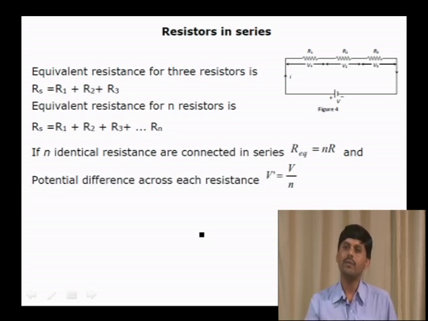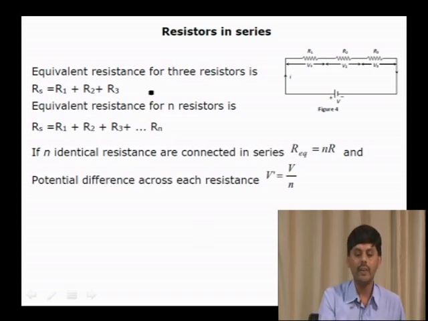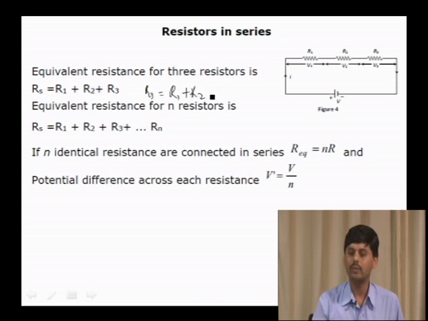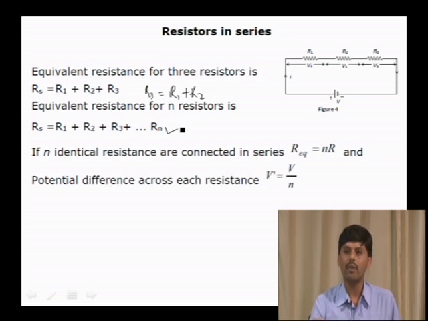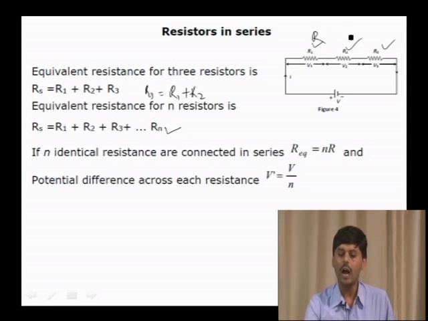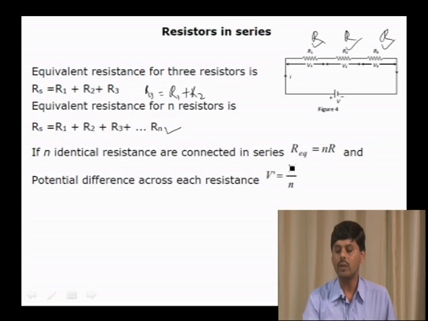The effective resistance for this particular diagram, Rs is equal to R1 plus R2 plus R3. If they provide only two resistors, then the equation can be written as Rs is equal to R1 plus R2. If there are n number of resistors, you follow this equation. Suppose all the n resistors are equal to R, then the equivalent resistance is nR.